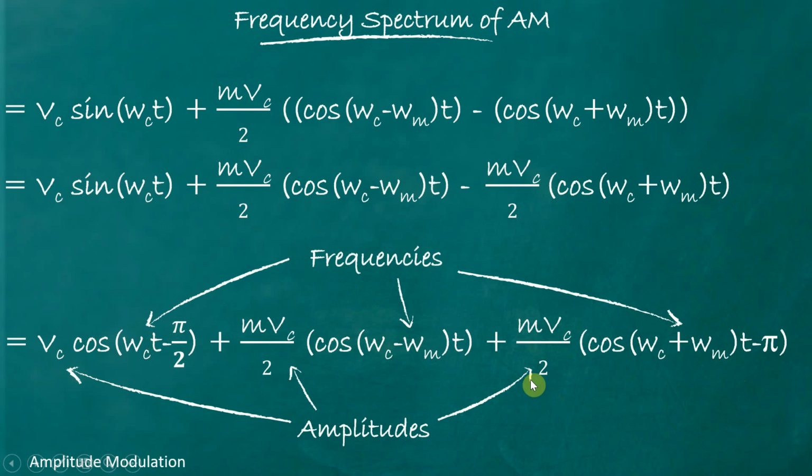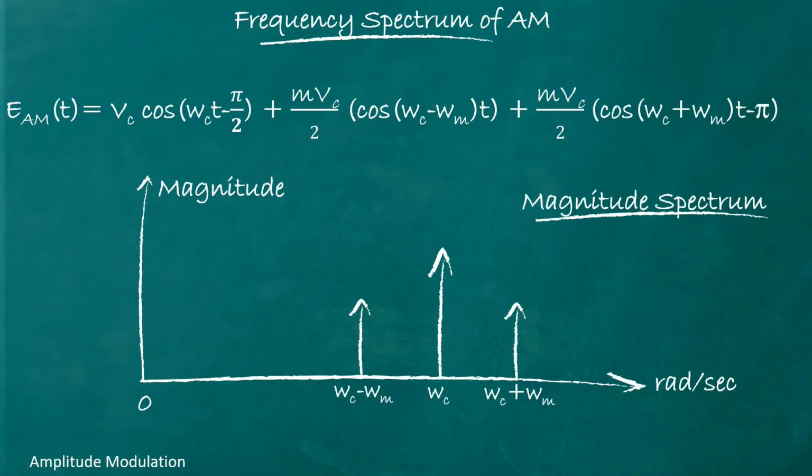So from this equation we can plot the frequency spectrum, the magnitude spectrum and phase spectrum. Here it is the magnitude spectrum, at different frequencies ωc minus ωm and ωc plus ωm. What are the amplitudes? The amplitudes are mentioned here. For ωc it is Vc, and for the remaining two frequencies, ωc minus ωm and ωc plus ωm, they are mVc by 2, mVc by 2. Here frequency is in terms of ω, meaning radian per second.